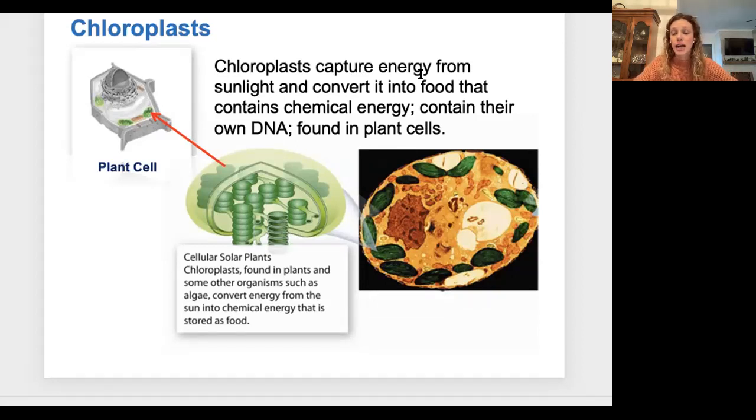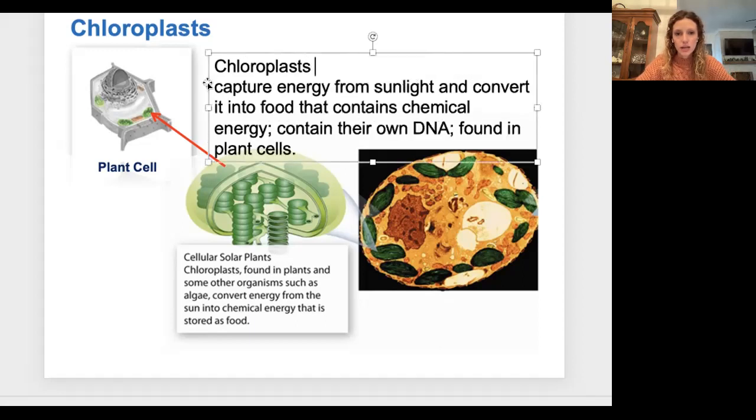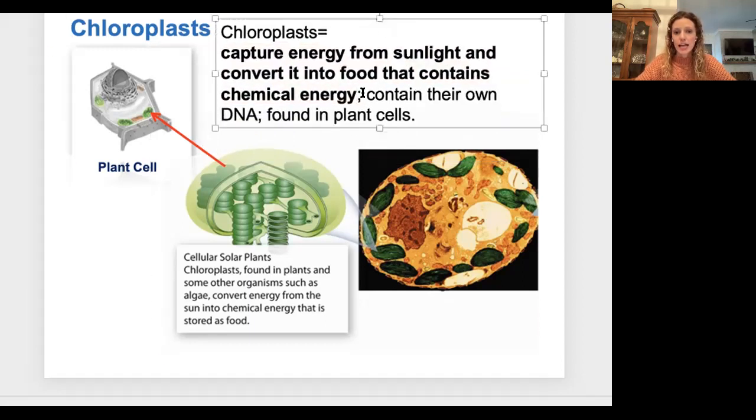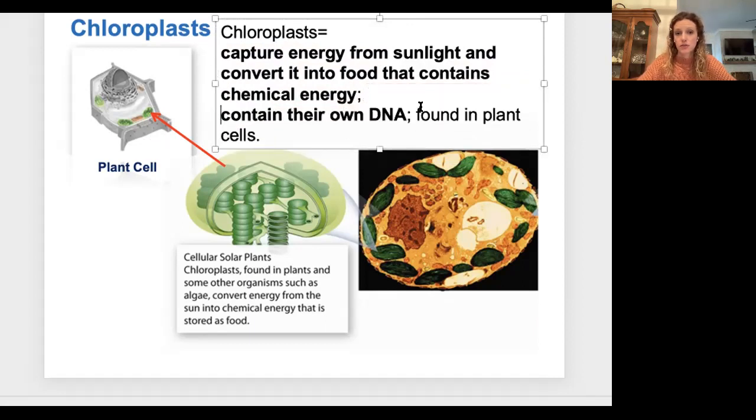Chloroplasts are going to actually contain their own DNA because they're able to do all of this. They're like a little organ, a little cell within a cell, working super hard to make energy for plant cells. So chloroplasts equal capture energy from sunlight and convert it into food that contains chemical energy. That is what I want you to write. And I do want you to also include that they contain their own DNA and that they're found in plant cells.